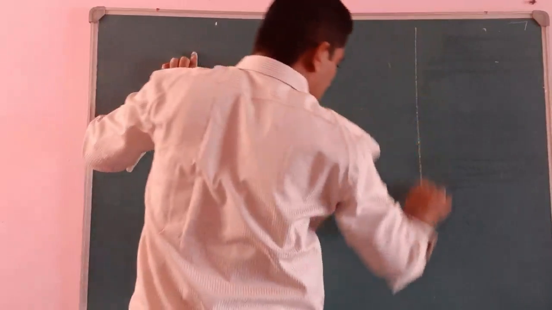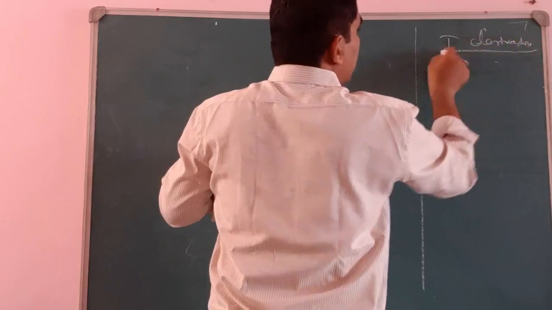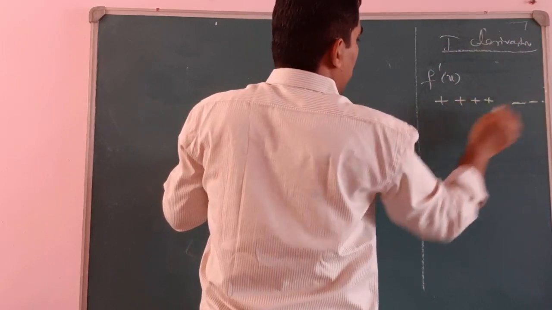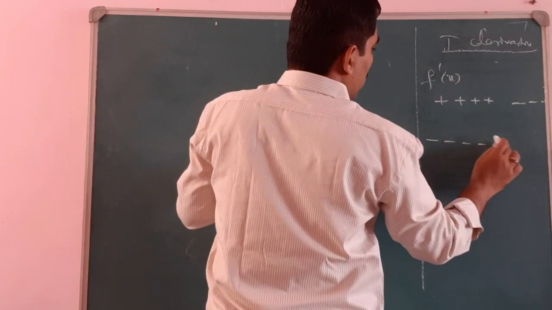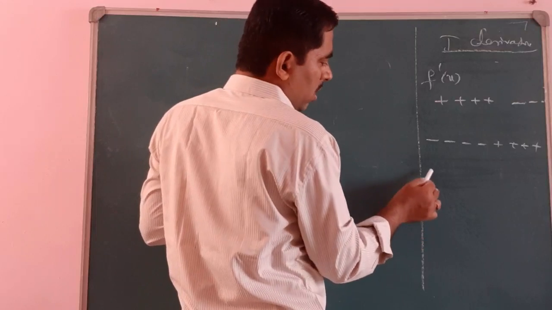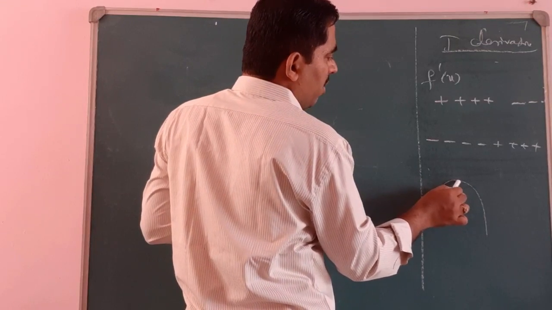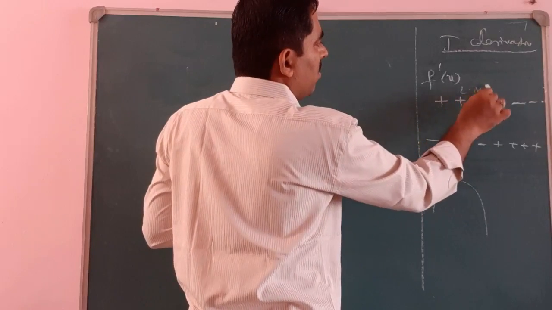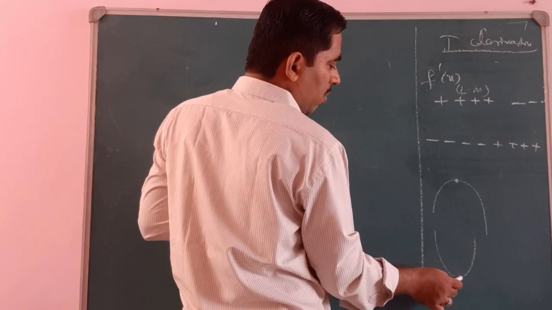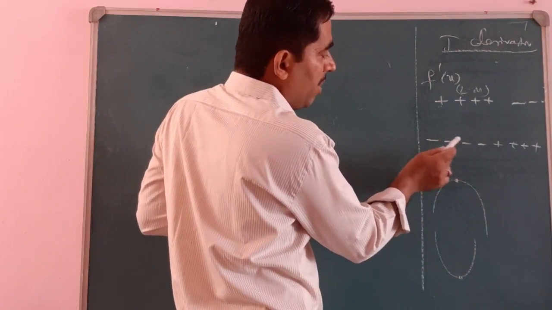Once again, what is the first derivative test? If f dash x changes its sign from positive to negative, or from negative to positive, there are two cases. Positive to negative means we get a point of local maxima. Negative to positive means we get a point of local minima.